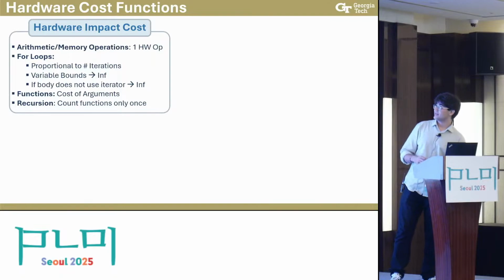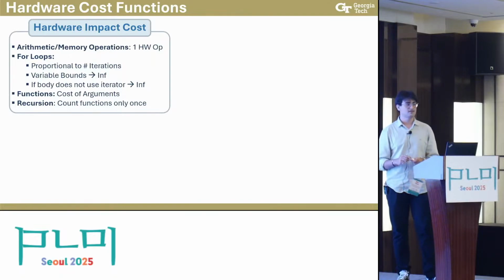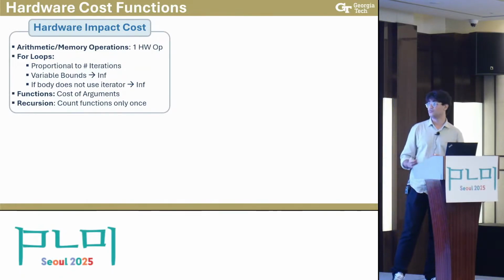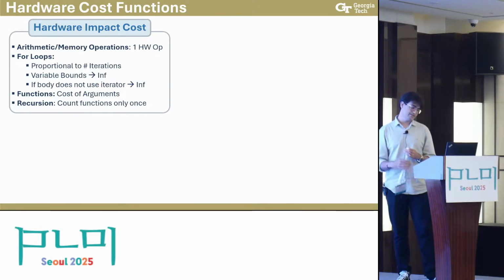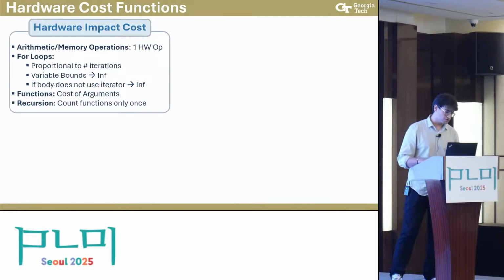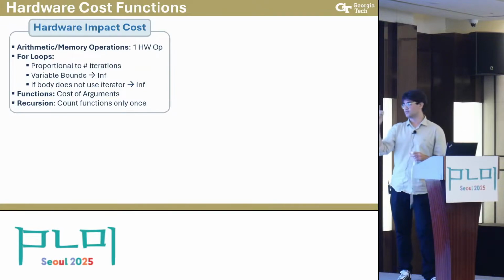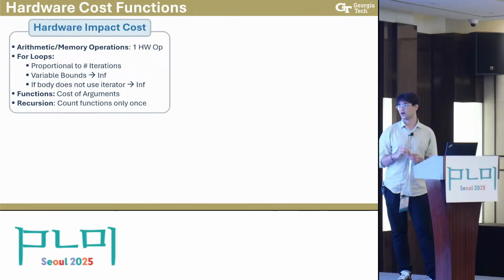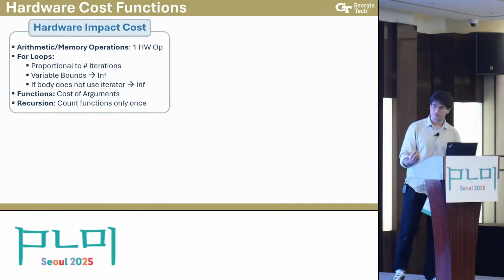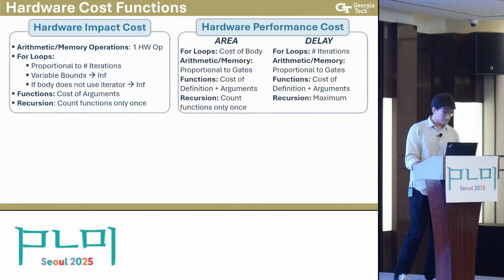Two things we do here is that variable bound for loops are given an infinite cost. That's because this isn't particularly synthesizable or hardware friendly. And similarly, if the loop body doesn't use the iterator, we deem this not to be a very useful hardware function, so those are also given infinite costs. The cost of our functions is just the cost of the arguments, ignoring the cost of our primitives, because when you implement them in hardware, those don't really serve any purpose. And then when we recurse over the eGraph, this is almost exactly as it's done in Babel, where we count the cost of the function only once, as a hardware implementation will only instantiate a function once.